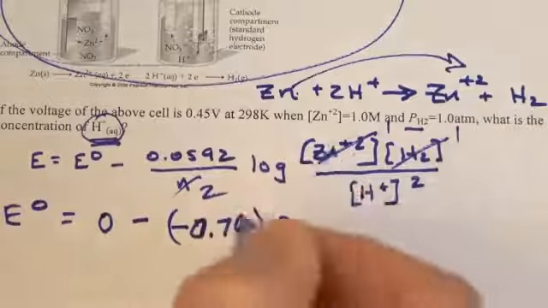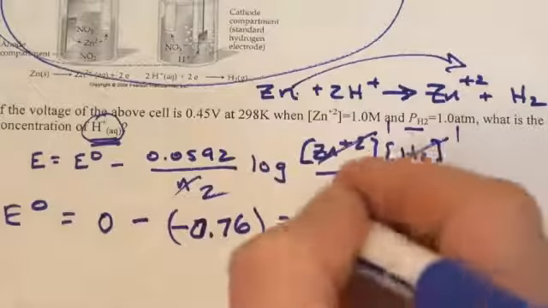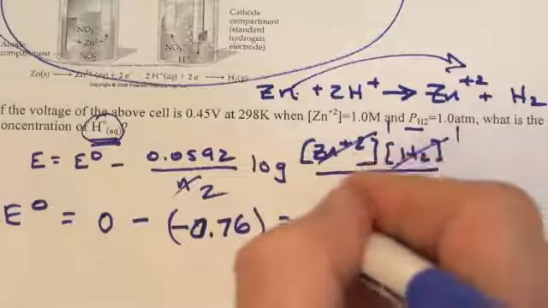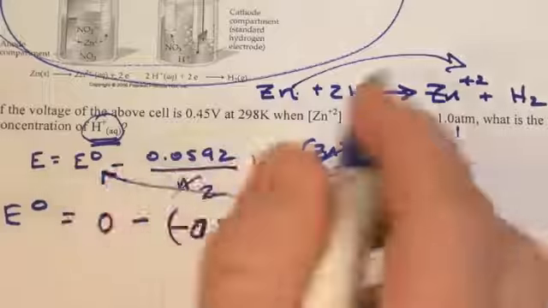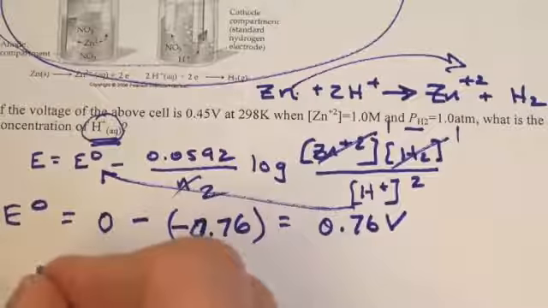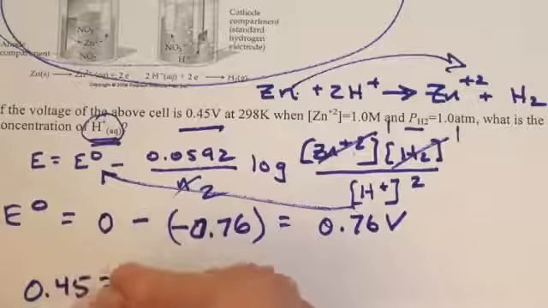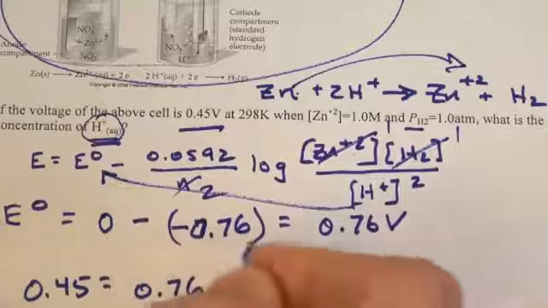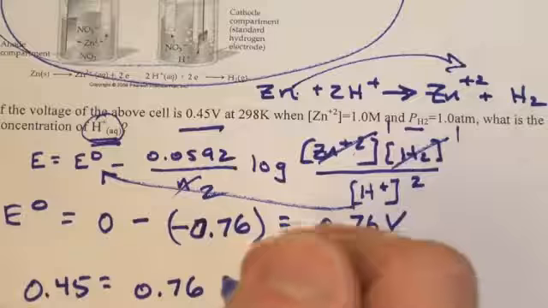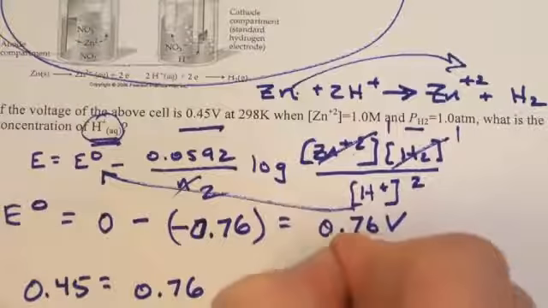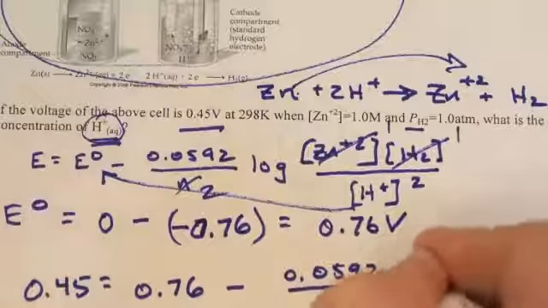And so who's smaller? Well, the zinc, so that's going to be oxidized, and the standard hydrogen electrode is going to be our reduction one. So 0 minus -0.76 is 0.76 volts. So that's our standard EMF. And it tells us that the voltage of the above cell is 0.45 volts. So 0.45 is equal to 0.76 minus 0.0592 divided by 2 times the log of Q.